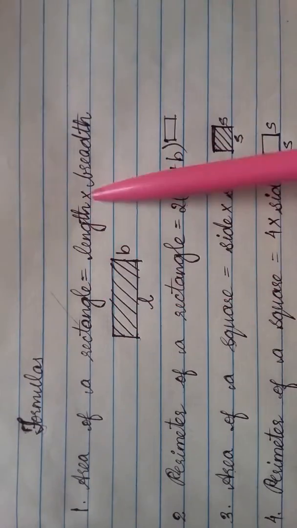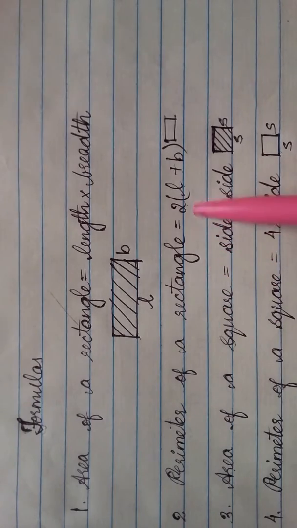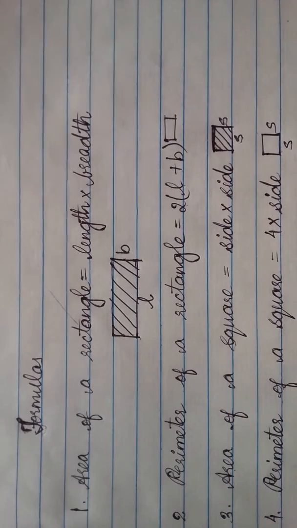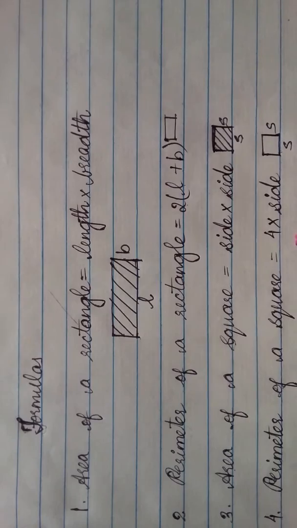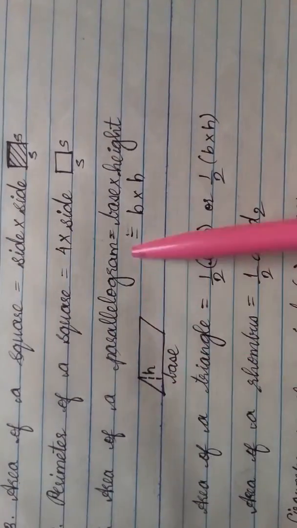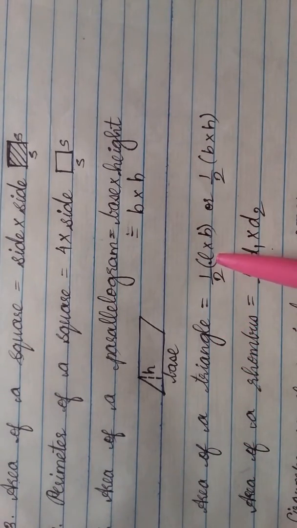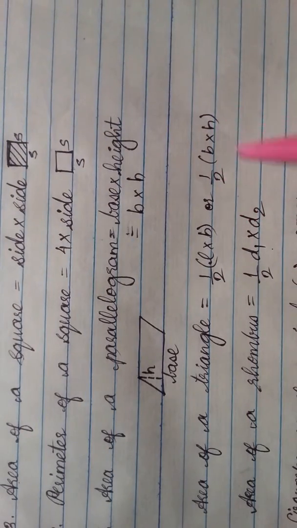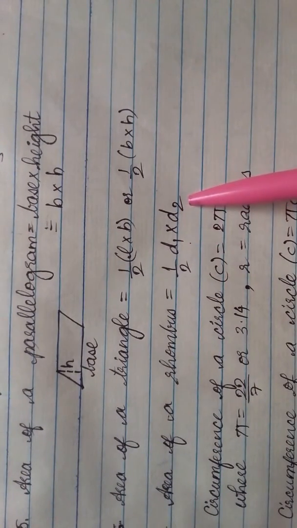Area of a rectangle is equal to length into breadth. Perimeter of a rectangle is equal to 2 into length plus breadth. Area of a square is equal to side into side. Perimeter of a square is equal to 4 into side. Area of a parallelogram is equal to base into height. Area of a triangle is equal to half length into breadth or half base into height. Area of a rhombus is equal to half d1 d2.